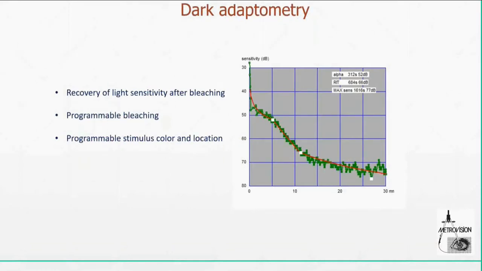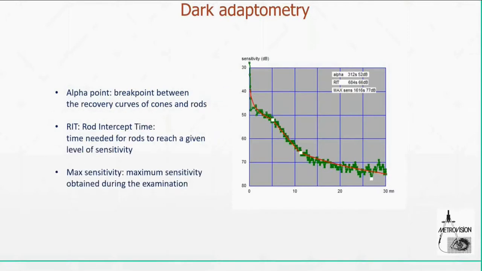Another exam which is possible on the MonCvONE-CR is dark adaptometry. Dark adaptometry is used to study the recovery of light sensitivity after bleaching. We can control the amount of bleaching, which is generated by the equipment itself. We can control the luminance and the duration. Then after the bleaching, we can program a sequence of measurements for the recovery of light sensitivity. It could be in one location, like it's done classically.